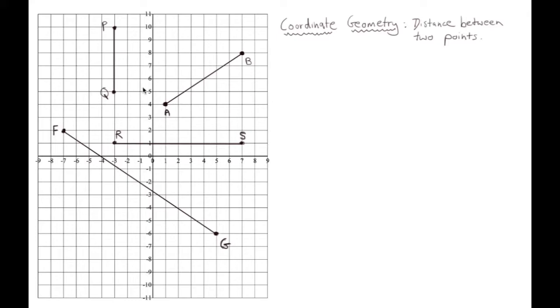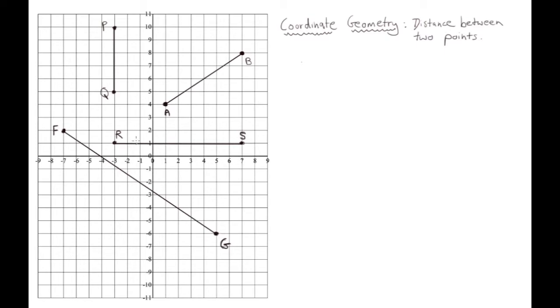You need to move on to figuring out the distance between 2 points. Now, in questions, they might say to you, find the distance between R and S, or find the distance between A and B. Or they might say, find the length of the line AB, or the length of the line RS, if they've drawn a line out for you. So you might be asked to find the length of the line, or you might be asked to find the distance between 2 points.